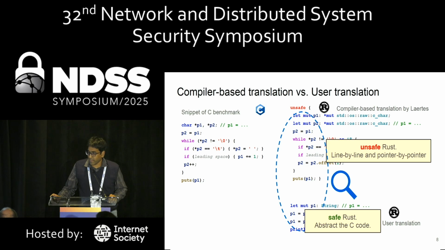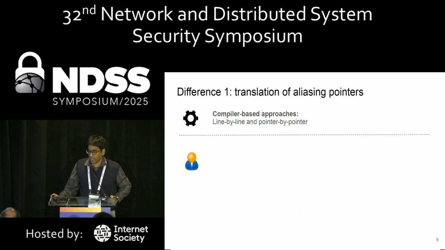The idea here is that instead of adhering to the low-level representation that's used in the C code, users are comprehending the code and abstracting away from it. They're abstracting away the low-level details while presenting their solution in a new abstract language like Rust. So abstraction is the key here.